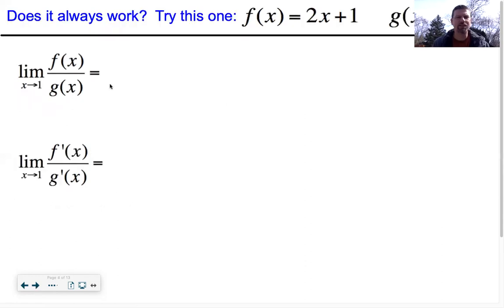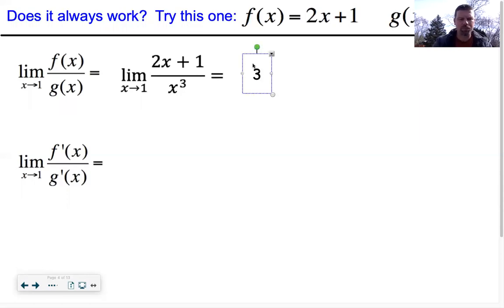Now, the question is, does this always work? And the answer is yes, but only when you have limits that are in indeterminate form. So for instance, the limit as x goes towards 1 of this f of x over that g of x would be the same as the limit as x goes towards 1 of 2x plus 1 over x cubed, right? That's what f of x and g of x are. Here, though, I can plug the 1 in. Plugging 1 into the top, I get 2 times 1 plus 1, that's 3, over, plugging 1 into the bottom, 1 cubed, it's just 3 over 1. So 3 over 1 is just equal to 3, right? So this limit's equal to 3.